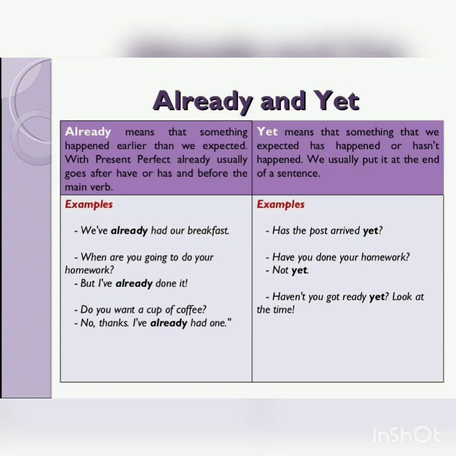Yet means that something that we expected has happened or hasn't happened. We usually put it at the end of a sentence. For example, has the post arrived yet? Have you done your homework? Not yet. Haven't you got ready yet? Look at the time.